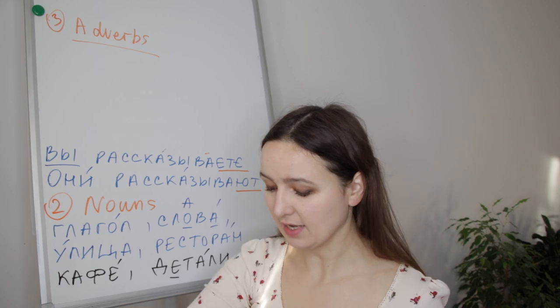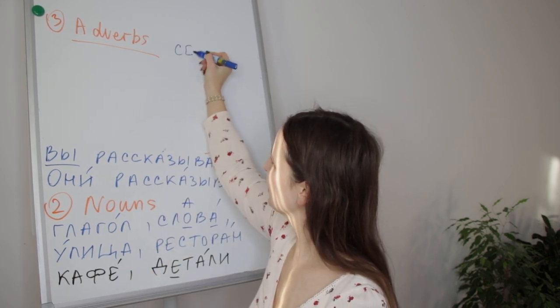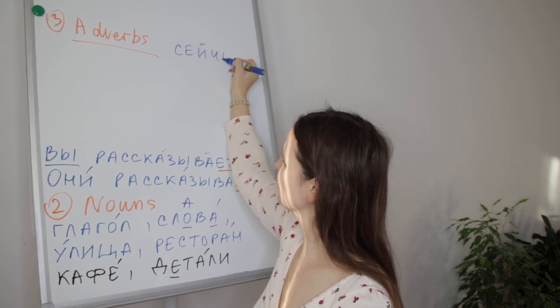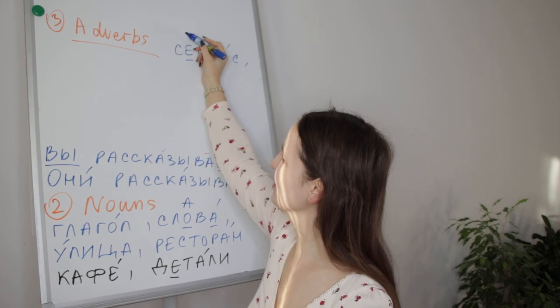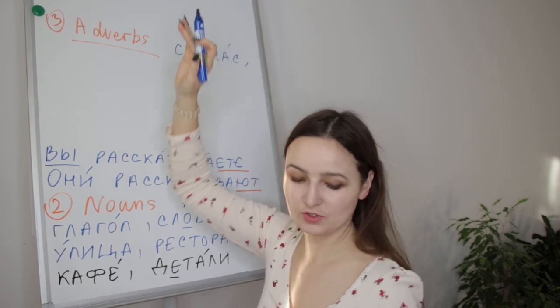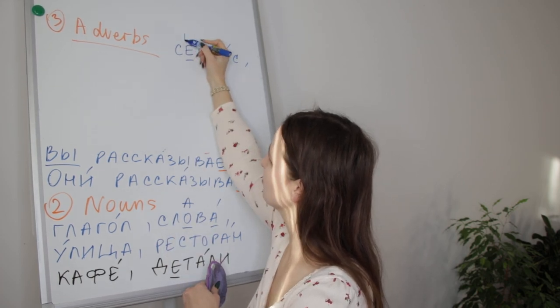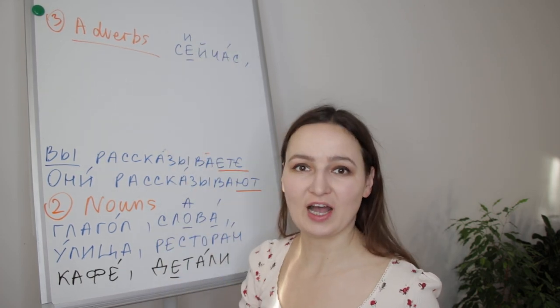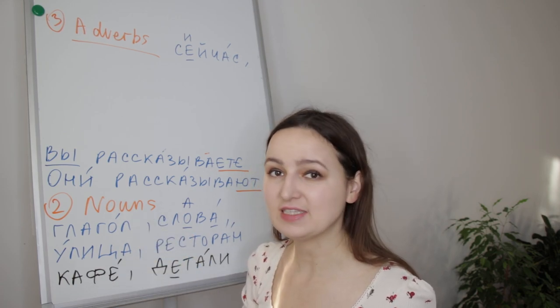Adverbs. And today's adverbs will be сейчас. Сейчас. Е is not stressed, so pronounce it as И. Sorry, not А, И. Сейчас. Pronounce it as И. Сейчас means right now. Сейчас, right now.